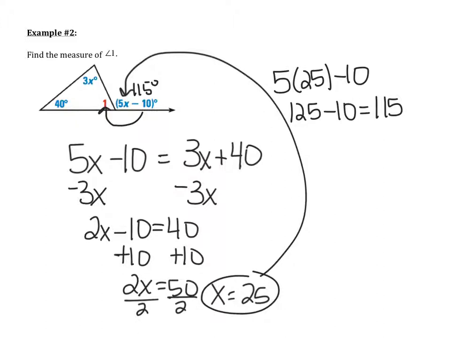However, I'm asked to find the measure of angle 1. Notice that angle 1 and this angle 5x minus 10, which we now know is 115 degrees, form a linear pair. Therefore, I can find the measure of angle 1 by taking 180, since a straight line is 180 degrees, minus 115. So again, the measure of angle 1 would be 180 degrees minus 115 degrees. Therefore, to answer the question, the measure of angle 1 is equal to 65 degrees.